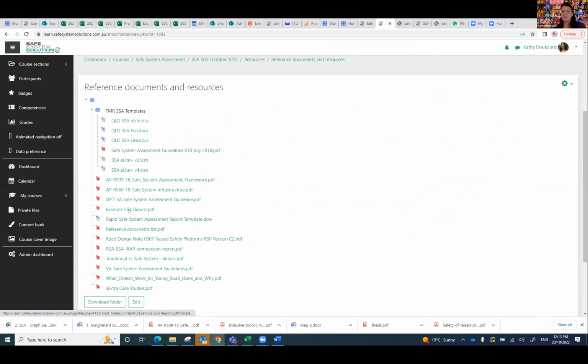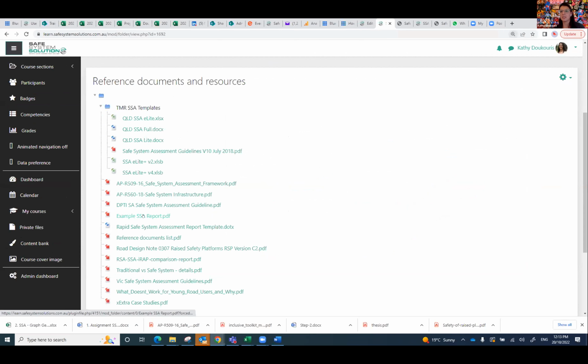Just showing you there's another example. Even though we've got a couple of example matrices and tables in there, there is a complete example SSA report. And if you do search the internet for safe system assessment reports, you will find them as well. So that's in there for you as well.